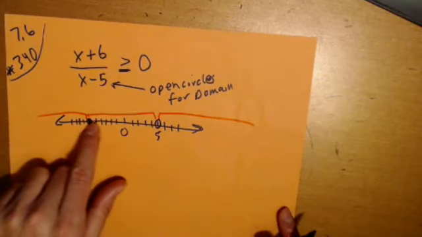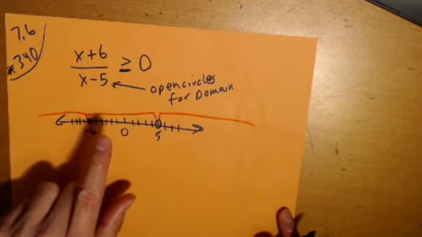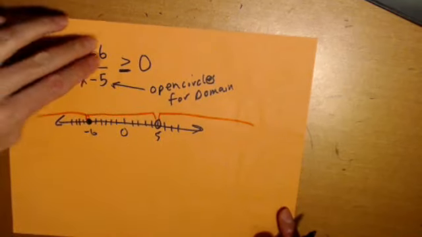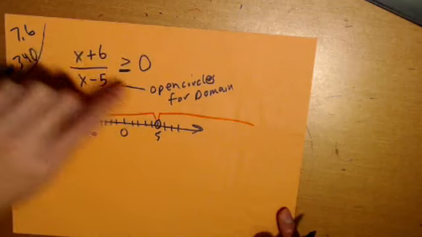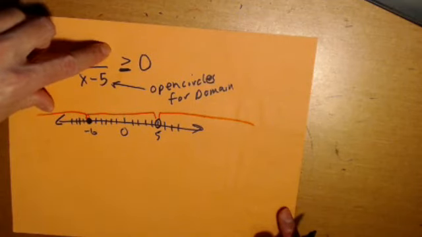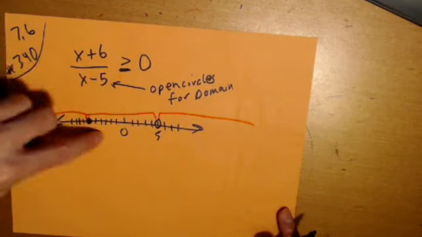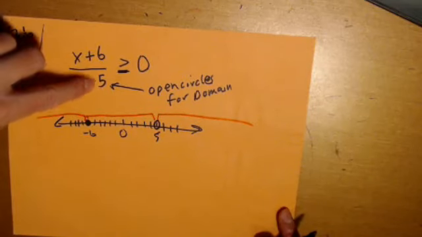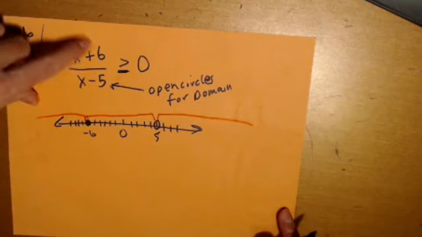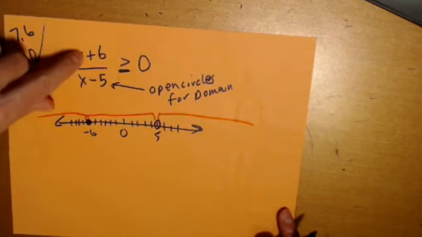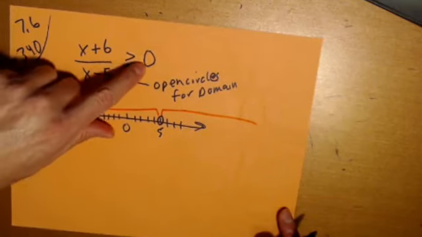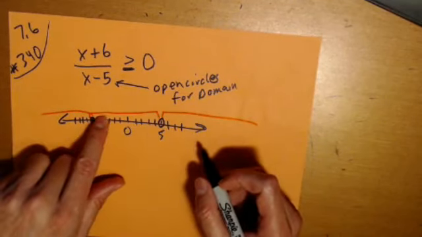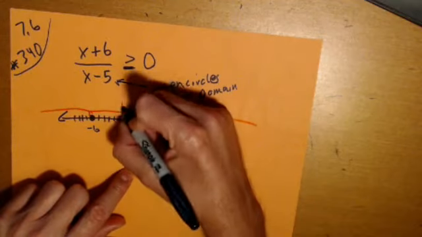So the easiest number to pick would be 0. So what if we plug 0 into this equation? Is it going to be true or false? 0 plus 6 is 6. 0 minus 5 is negative 5. So if I plug 0 in, it's basically 6 over negative 5, which is negative 6/5. Is a negative number greater than or equal to 0? No. So 0 would give me false, which means this whole area between the dots must be false.